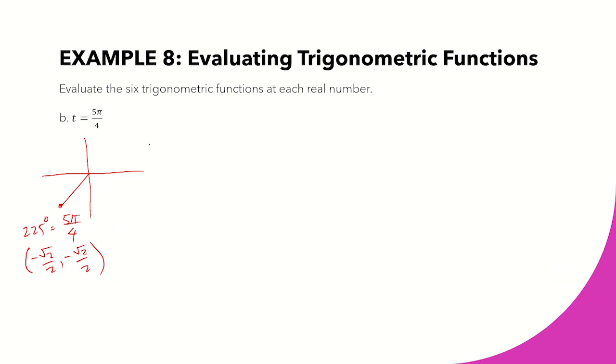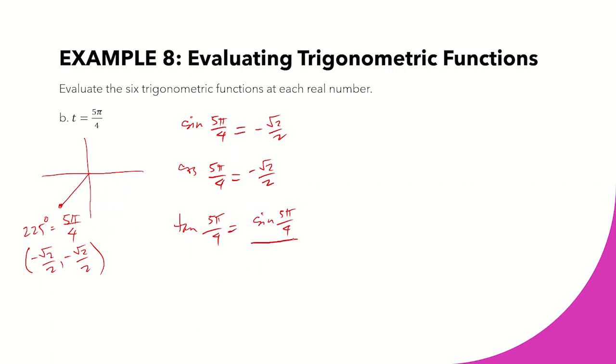So automatically yung sine ng ating 5 pi over 4 would be the y coordinate, so negative square root of 2 over 2. Yung cos, yung x coordinate, which is also the same. Okay, yung tangent natin would be sine 5 pi over 4 over cos 5 pi over 4. So negative square root of 2 over 2 over negative square root of 2 over 2. They're just the same, so you can just cancel it out. Then negative divided by negative is positive, so 1.